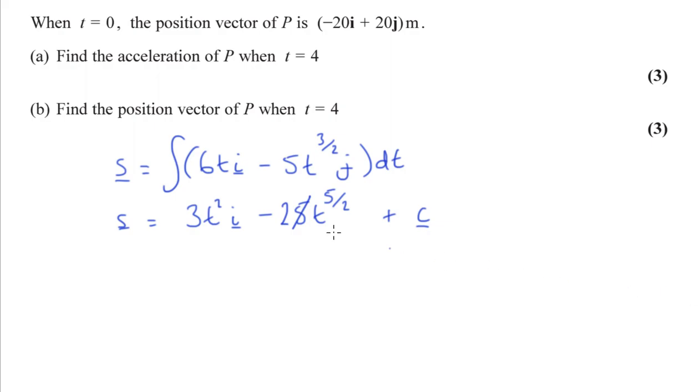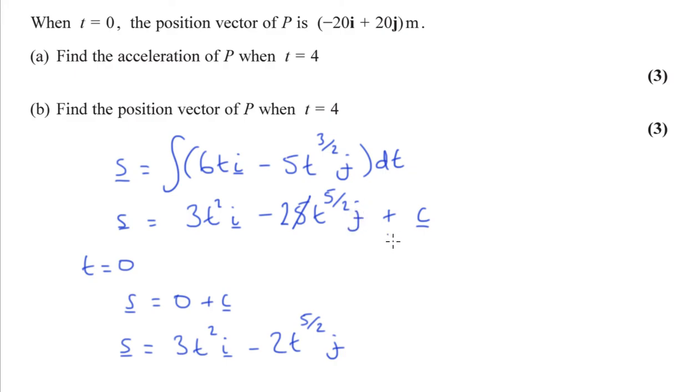Now the reason that's important is because we can work this c out. When t equals 0, the position vector needs to be minus 20i plus 20j. So that gives us the c vector, the initial starting vector. So we can say that the displacement equation is then 3t squared i minus 2t to the 5 over 2 j, oh, that's my j here, and then we can write minus 20i plus 20j meters.